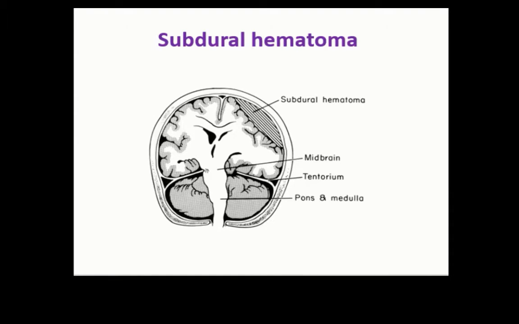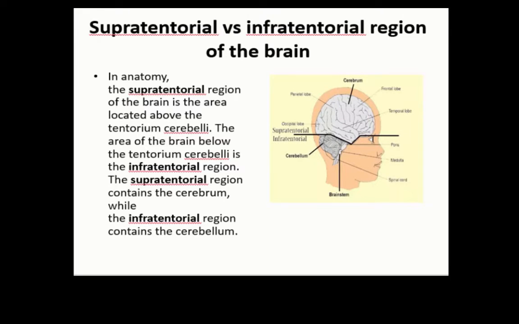This is a nice diagram of a subdural hematoma that shows you how it is just under the dura and pressing against the side of the head. And this particular diagram also shows you the midbrain, the tentorium, the pons, and the medulla. And here I have some information about the supratentorial versus the infratentorial region of the brain. And you can see here the division in this child's brain. It shows in the diagram the cerebrum is part of the supratentorial and the cerebellum is part of the infratentorial.